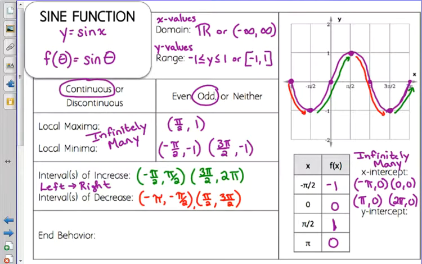Now, there are not infinitely many y-intercepts. It only crosses the y-axis once, and that is at 0, 0.